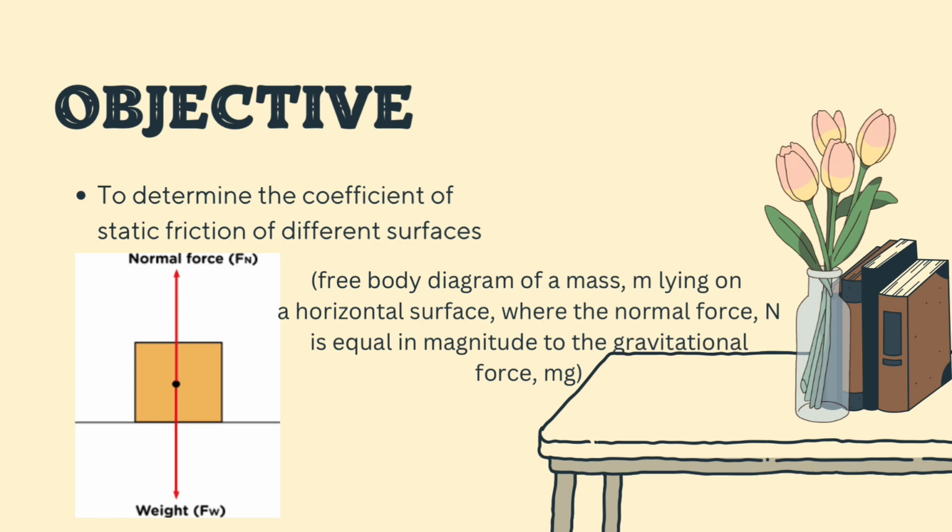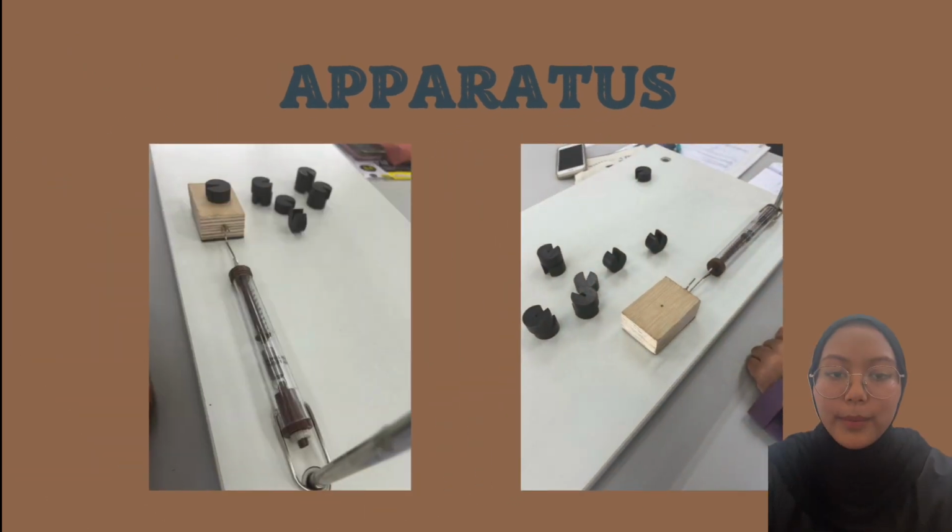This is the free body diagram of a mass M lying on a horizontal surface, where the normal force N is equal in magnitude to the gravitational force mg. The apparatus that we use in experiment 5 are a wooden block, rubber cover at one side, 50 gram masses, 10 Newton spring scale, string and tabletop.